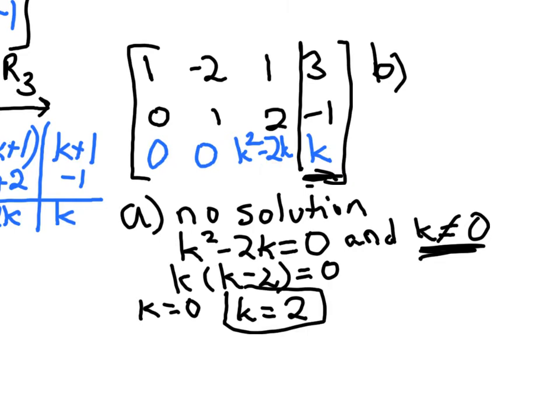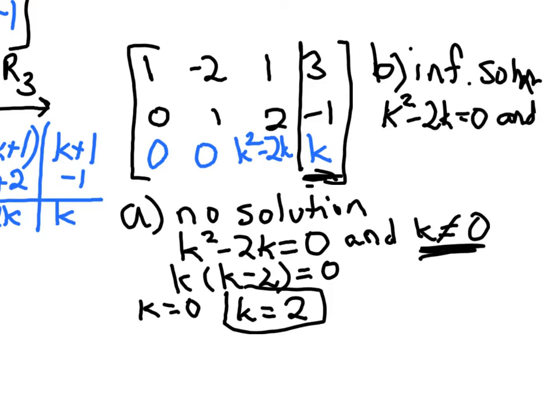So we need, let's see. We have infinitely many solutions if there is a column without a pivot. In this system, it's going to mean that there's a row of all zeros at the bottom. So infinitely many solutions if k squared minus 2k equals 0 and k equals 0. And so k equals 0 satisfies both of those equations. If k is 0, then 0 minus 0 does equal 0. So we've satisfied this equation and this equation when k equals 0.